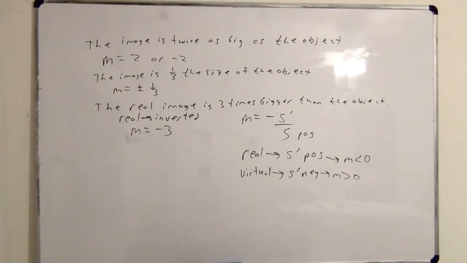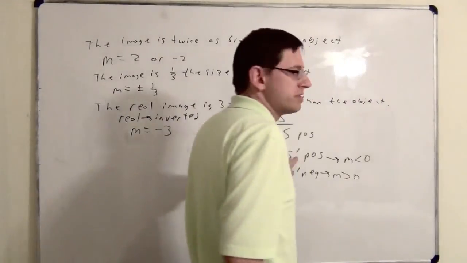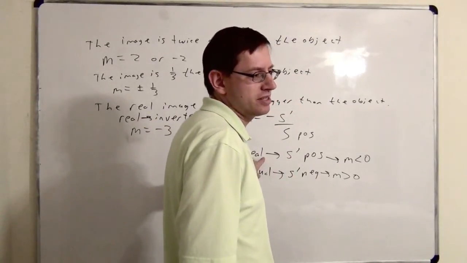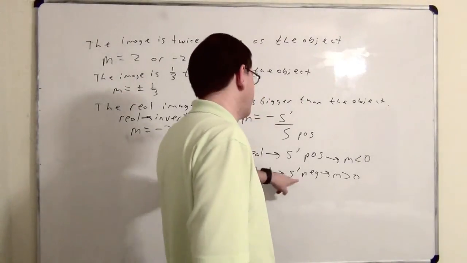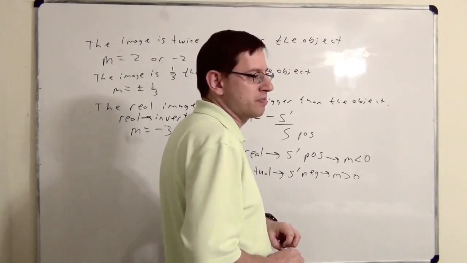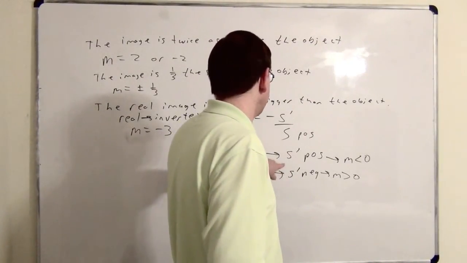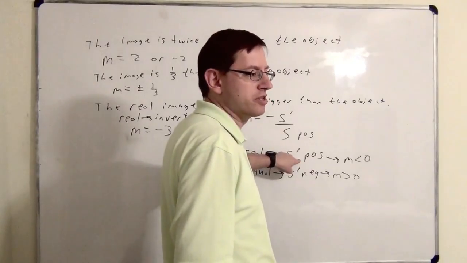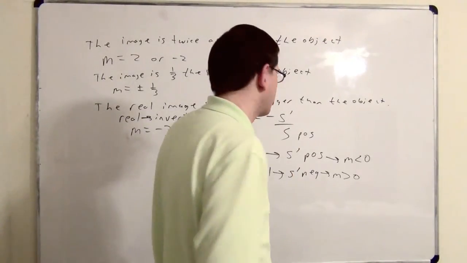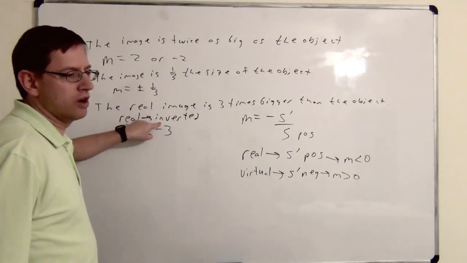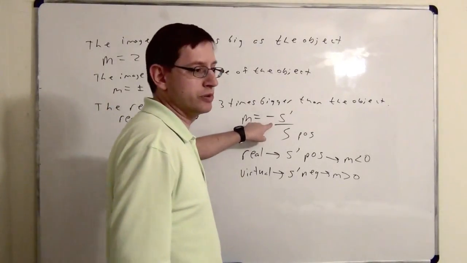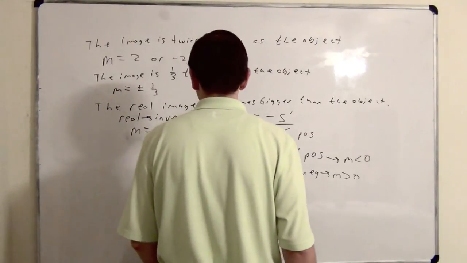Negative s prime. Well, no, because s prime is defined to be positive for real images. And s prime is defined to be negative for virtual images. That's just the convention for deciding whether s prime is positive or negative. Real means a positive s prime. It's just an arbitrary convention. Okay. So I think it would be fair just to say we know real images are always inverted, but this is the way you would prove it.